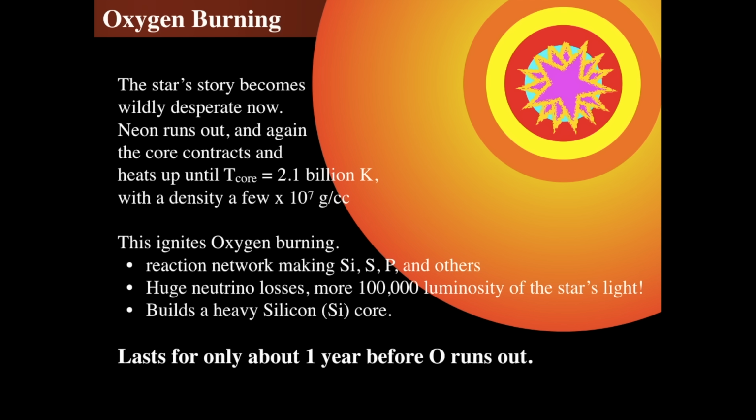Oxygen then starts fusing, and the temperature rises rapidly to about 2 billion Kelvin, and the density rises even higher in the core. Remember, this is still a gas, because the temperature is so high, even though it's 10 or 20 million times more dense than water, and 10 or 20,000 times more dense than lead or gold. But this temperature finally allows oxygen to be fused into silicon, sulfur, phosphorus, and pretty much everything up until iron.